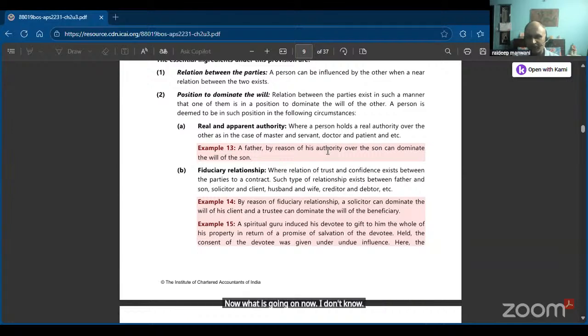Correct or no? So in husband and wife, you do not know who's dominating whom. Second is creditor and debtor.